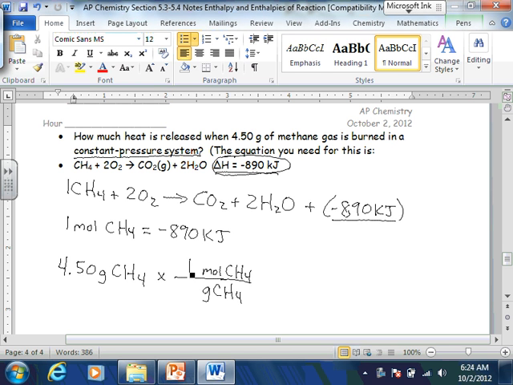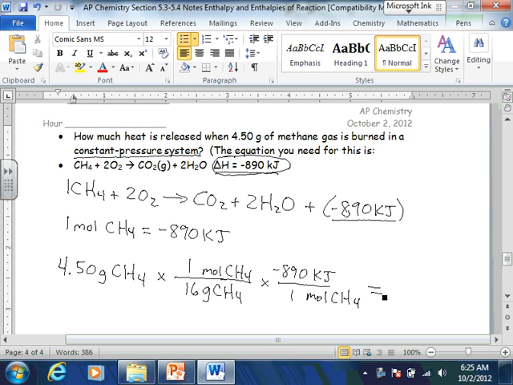And in 1 mole, there are about 16 grams, okay? And then from there, we can go from moles of CH4 to kilojoules, okay? Because we already said in 1 mole of CH4, we end up with negative 890 kilojoules of energy. And so then we just set this up like a normal dimensional analysis stoichiometry type problem. And you think about heat as one of the products or one of the reactants, depending on whether we're talking about an endothermic or an exothermic reaction.